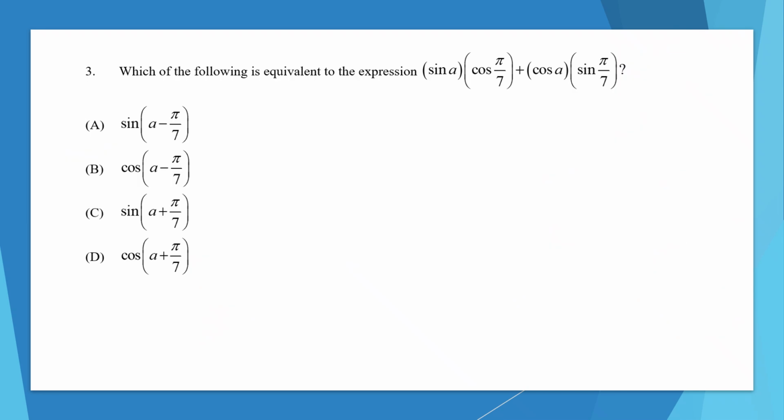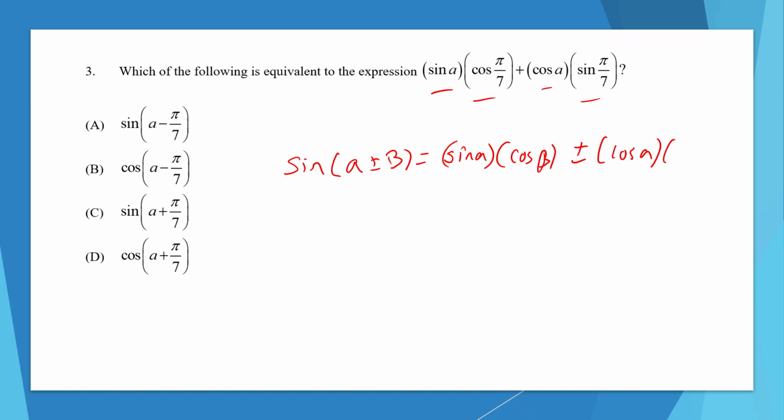All right, number 3. Here we have which of the following is equivalent to sine A cosine pi over 7 plus cosine A sine pi over 7. So here I see sine, cosine, cosine, sine. That's the way we add two sines. So here, this is going to be a sum and difference formula. Remembering the formula, I remember sine of A plus or minus B is going to be equal to sine A cosine B plus or minus cosine A sine B.